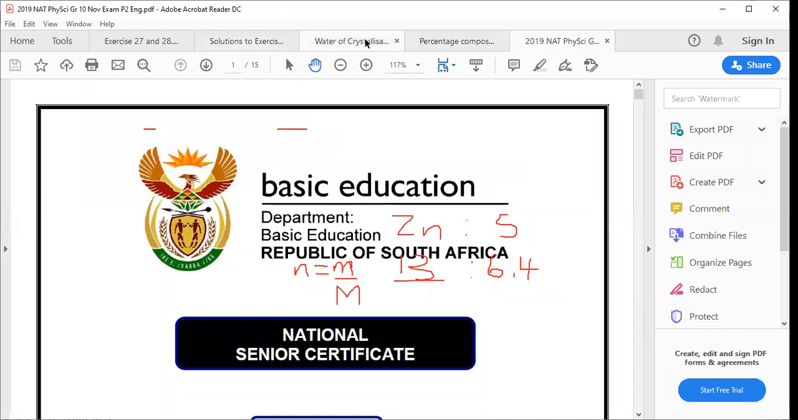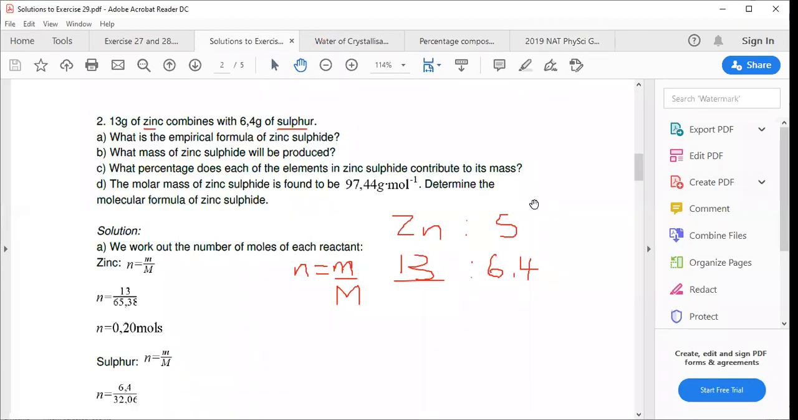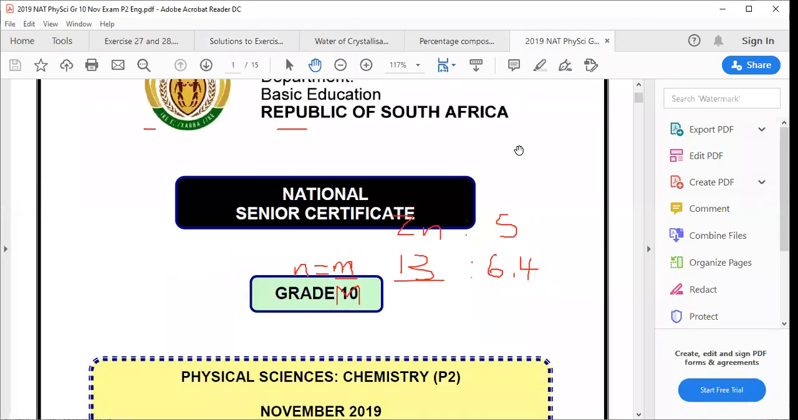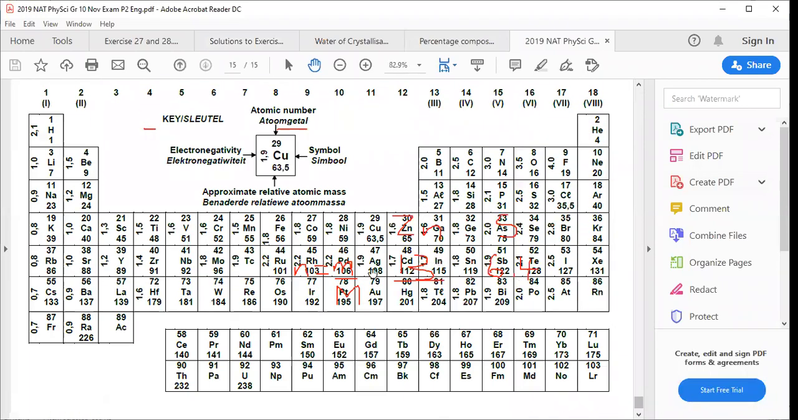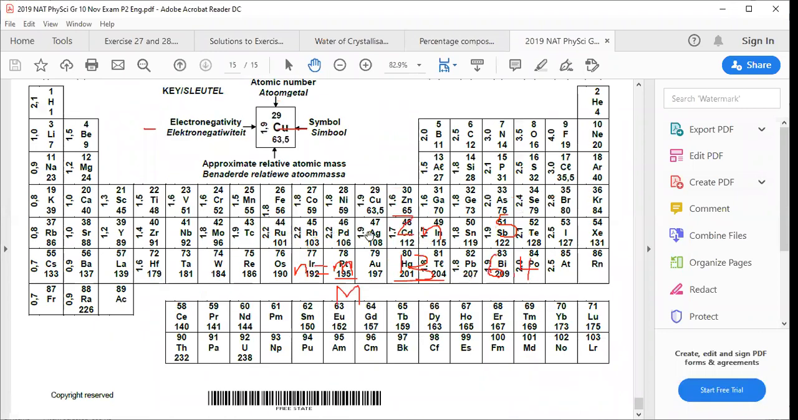Okay, I'm busy with solutions here. This is what I'm doing. Let's check on the periodic table for zinc. Your zinc, Zn, is 65. That's your zinc 65, clear? You take the bigger number. The smaller one, 30, is your atomic number, the number of protons, and the 65 is your mass number. So you're going to use 65.